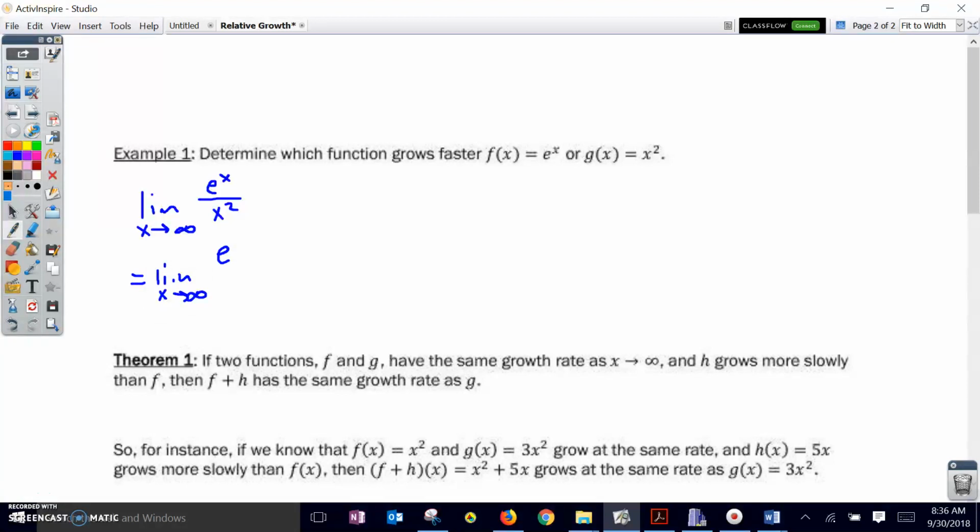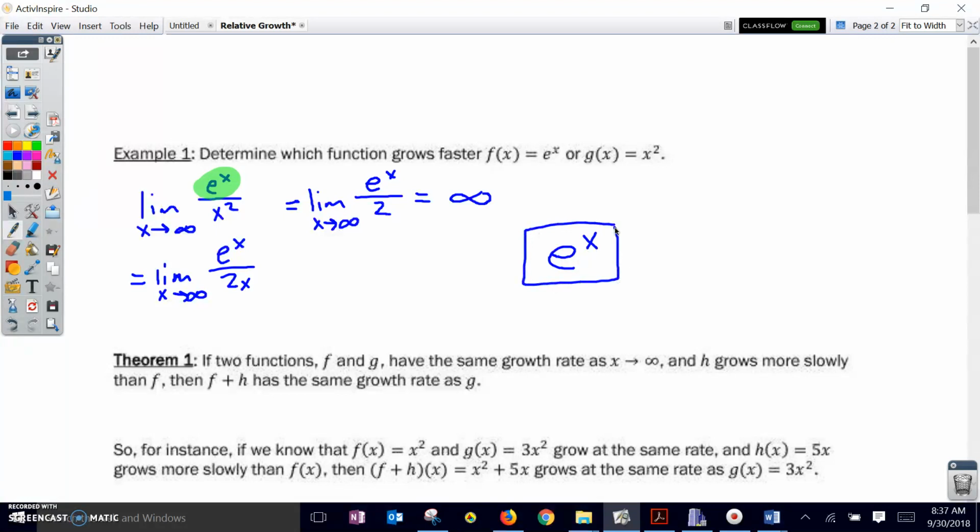The derivative of the numerator and the derivative of the denominator. And we still have infinity over infinity. And so this is equal to, we apply L'Hopital's rule again. We get e to the x over 2, which is infinity over 2. And so this limit approaches infinity. Since the limit approaches infinity, the function that's in the numerator of our original expression grows faster.